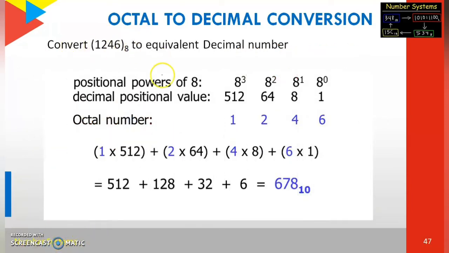Convert 1246 base 8 to the equivalent decimal number. Here the given number is 1246 base 8, so this is an octal number. First, you write down the given octal number, 1246.